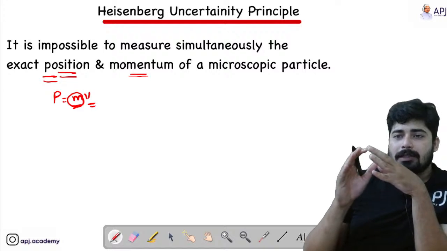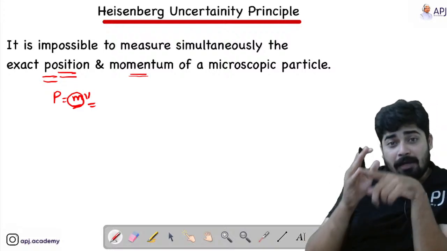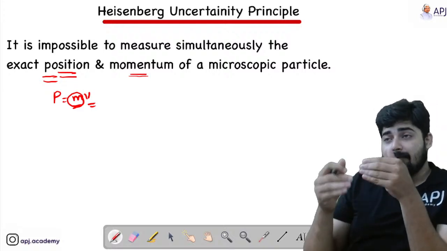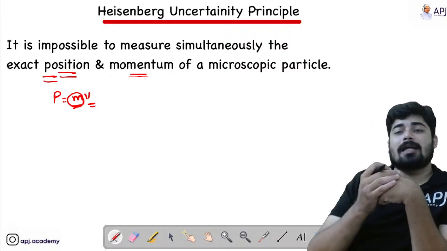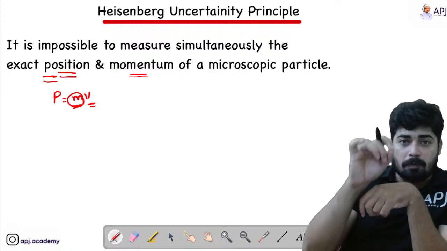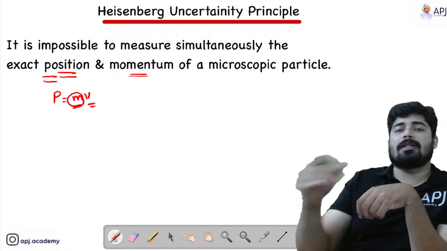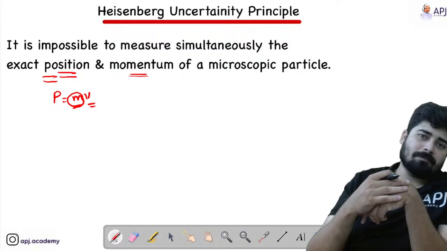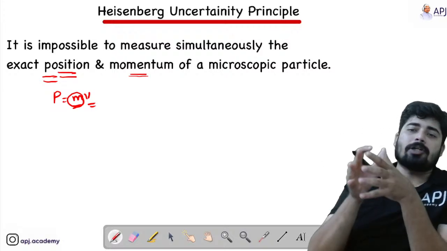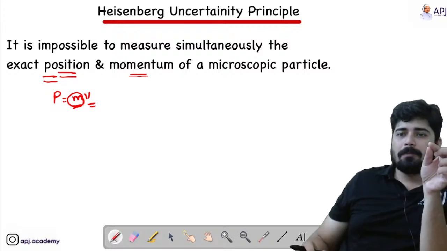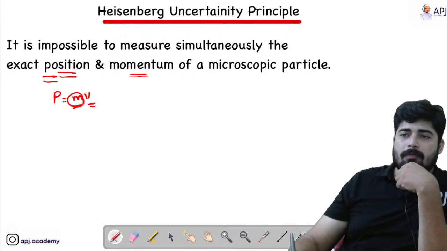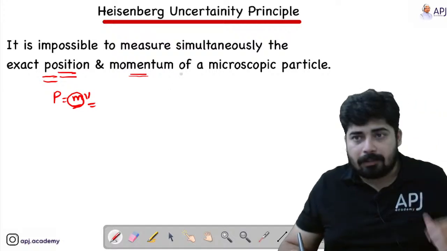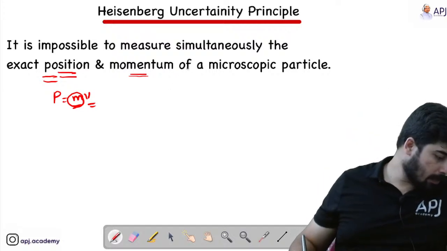So it is impossible to measure simultaneously. What do you mean by simultaneously? Simultaneously means at the same time. It is impossible to measure simultaneously the exact position and momentum of a microscopic particle. So you cannot measure simultaneously the exact position and the exact momentum or the velocity of a microscopic particle. Okay.